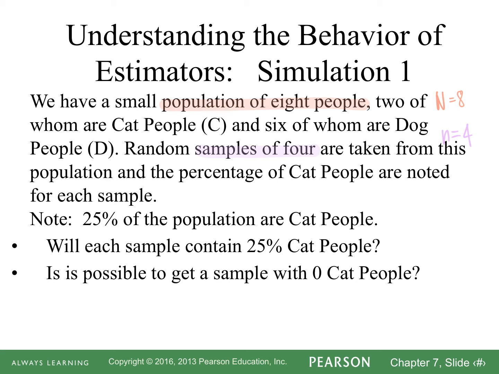So before we proceed, one more thing where it says note that 25% of the population are cat people. Let's identify this 25% like we did in section 7.1. So the question I'm asking is, is 25% p the parameter or p hat a statistic? Well, because 25% is coming from the population, we know that this is a parameter.